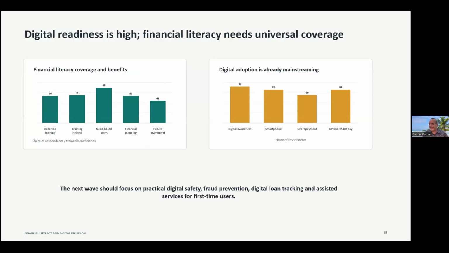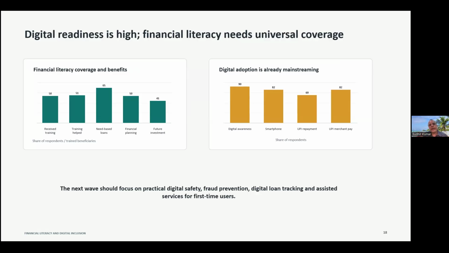As you've seen in asset ownership, digital readiness is quite heavy and quite well. Now, this has both financial literacy coverage and digital literacy. So people have received financial literacy. Almost 50% of the people have received financial literacy. So that also remains one data point where people are saying only 50%. 50% still have not received the financial literacy training, and 50% said that they've received training. 51% of them have said that the training has helped.